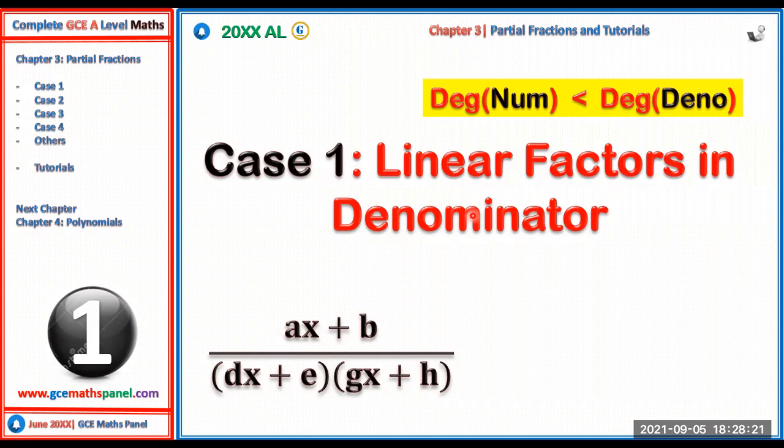And what is the importance of these partial fractions? It is very, very important when we'll be looking at series expansion and when we'll be doing integration.